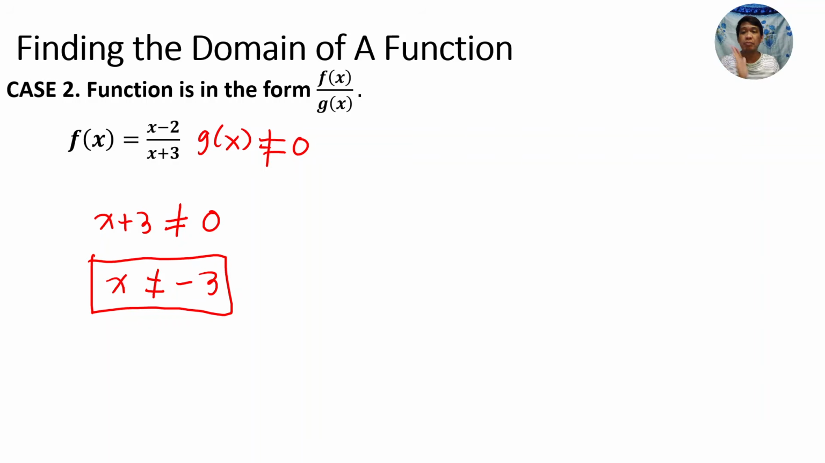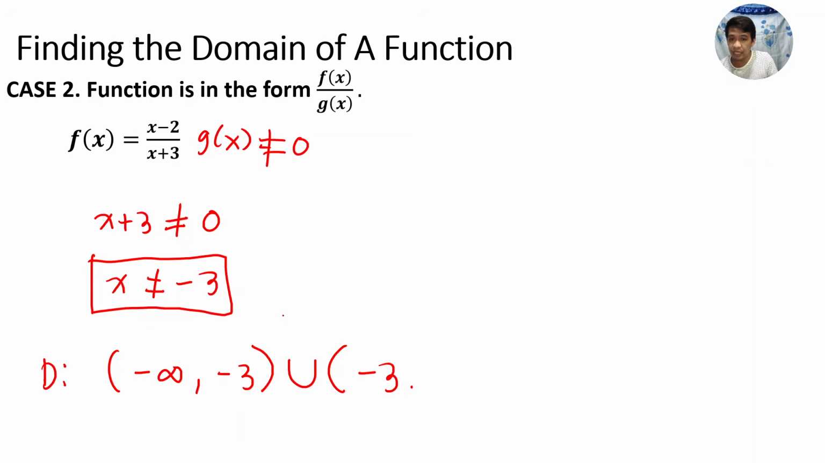Since x must not be equal to negative 3, the domain is negative infinity up to negative 3, excluded because x must not be equal to negative 3, union with negative 3 to positive infinity. Because everything is allowed except negative 3.